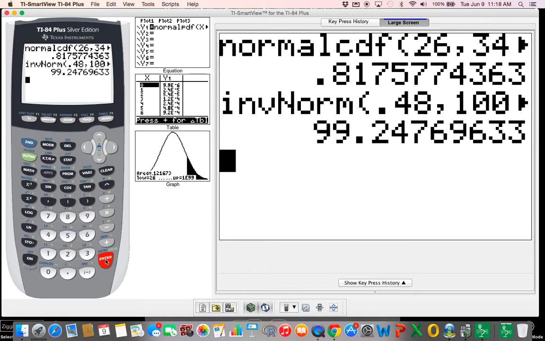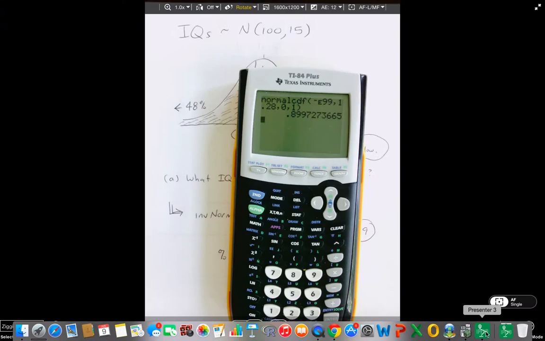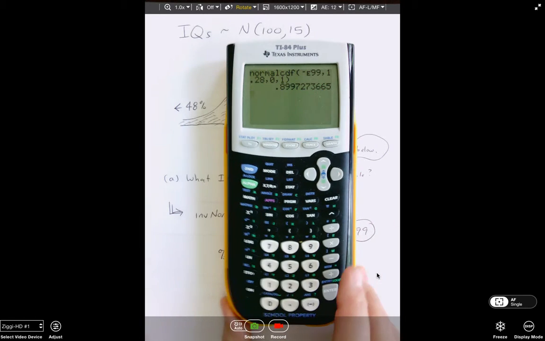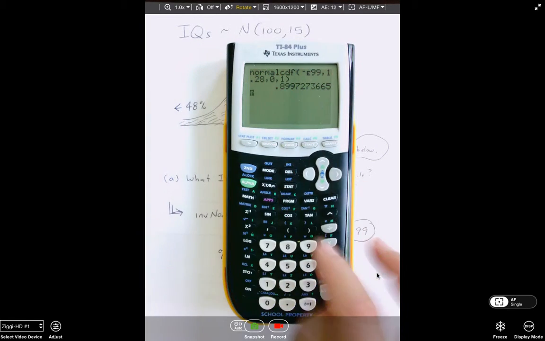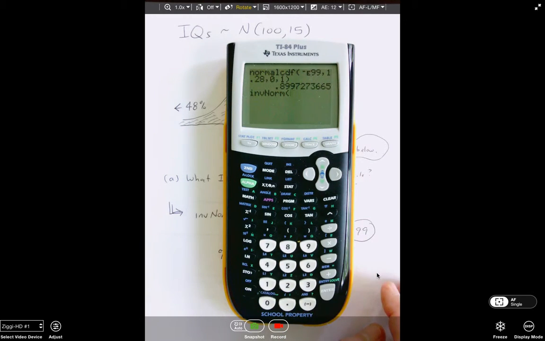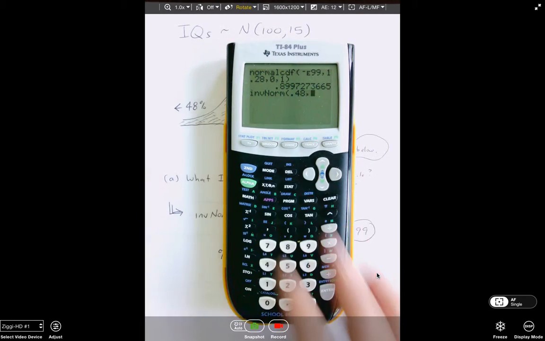Now I was going to say something and I got lost. Oh, I'll tell you what I want to do. I want to show the other calculator here. The other calculator is just going to work similarly. So second function distribution, come down to number 3, inverse norm. So here we're going to have 0.48, comma 100, comma 15.